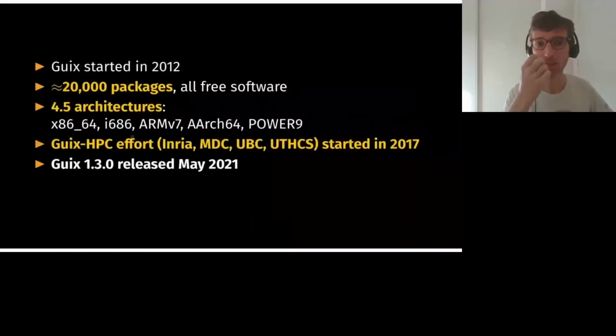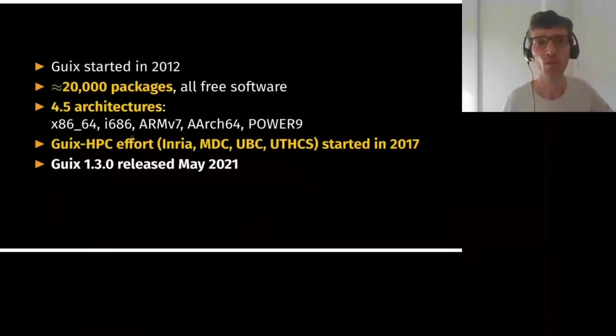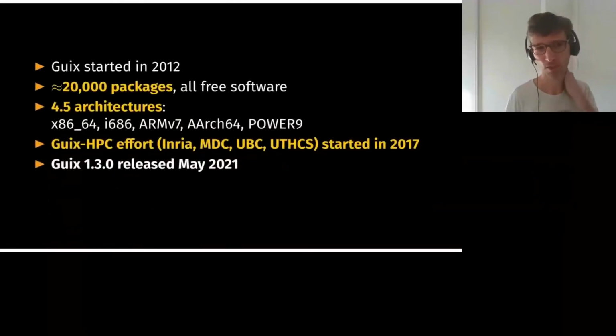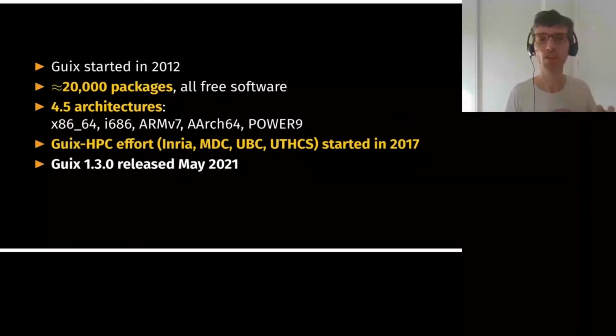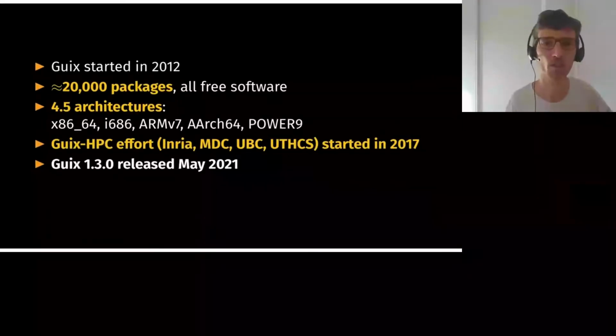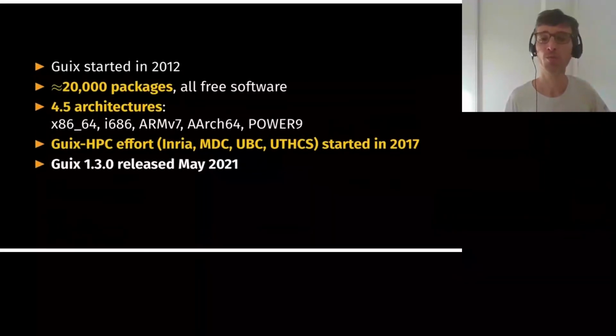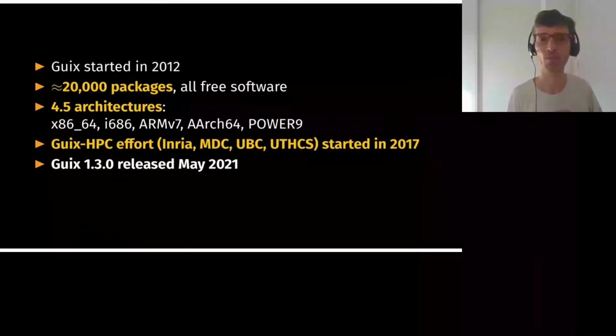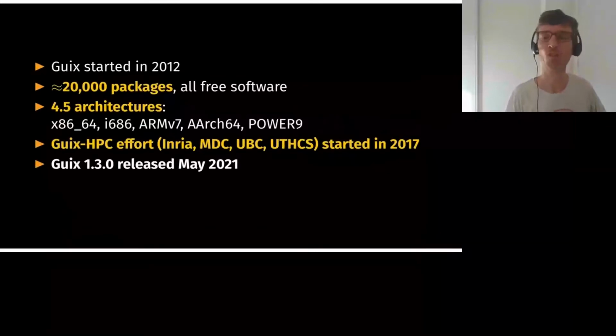So Guix itself, as a project, started almost 10 years ago, and today it provides about 20,000 packages, all free software, which means in Guix proper, you do not get any proprietary software. That's a policy decision we made early. I think you cannot really do reproducible research if you're relying on proprietary software, because these are black boxes. You don't know what they are doing, so that's not a scientific method, right?